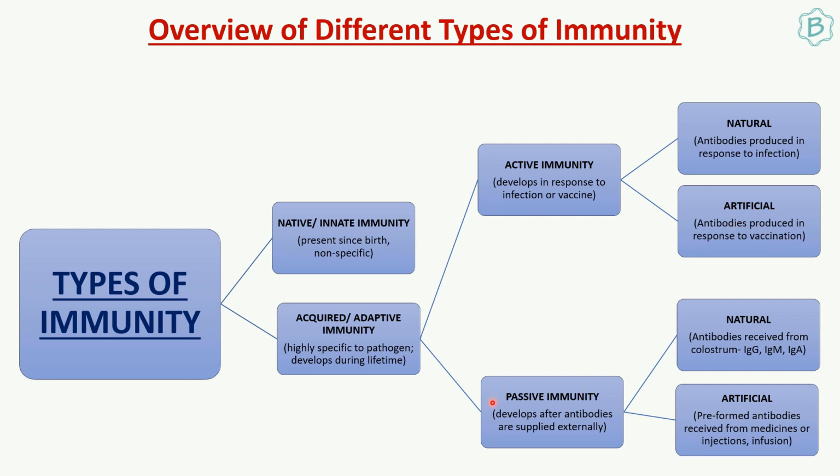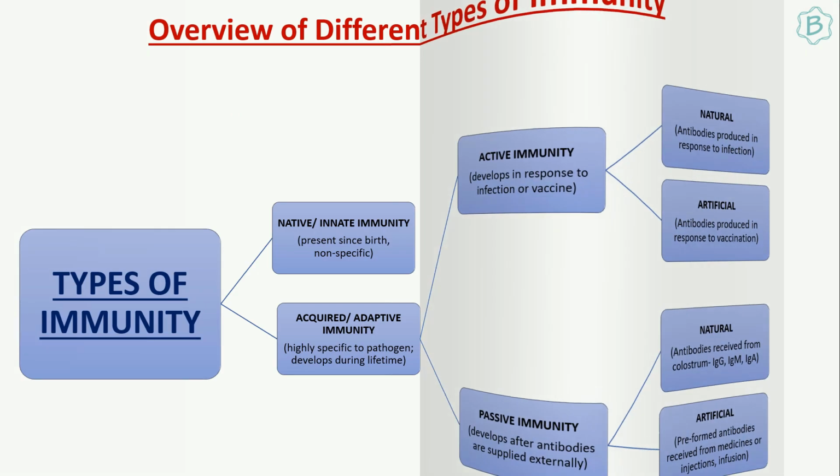Then the second type of adaptive immunity is the passive immunity. This develops after antibodies are being supplied to you externally. So, in natural passive immunity, you are receiving antibodies from colostrum or your mother's breast milk from when you were a baby. Colostrum is highly abundant in IgG, and it also contains IgM and IgA. And artificial passive immunity contains preformed antibodies which are being given to you in the form of medicines, injections, or infusions.